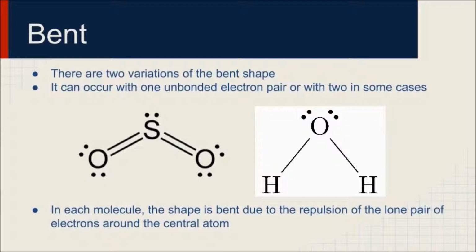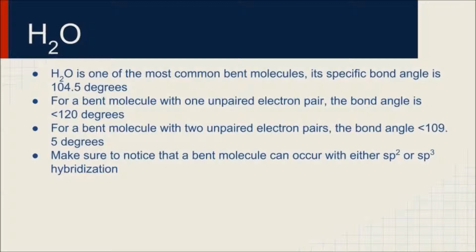In each molecule, the shape is bent due to repulsion of the lone pair of electrons around the central atom. Now H2O is one of the most common bent molecules, and its specific bond angle is 104.5 degrees. For a bent molecule with 1 unpaired electron pair, as shown in sulfur dioxide, the bond angle is less than 120 degrees. For a bent molecule with 2 unpaired electron pairs, such as water, the bond angle is less than 109.5 degrees. Make sure to notice that a bent molecule can occur with either sp2 in sulfur dioxide or sp3 in H2O, and those are the 2 types of hybridization.